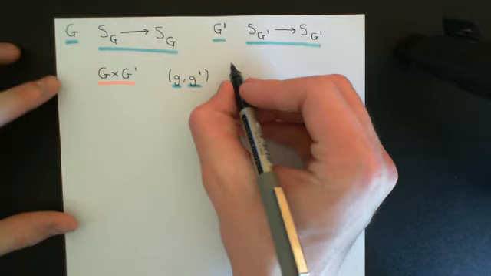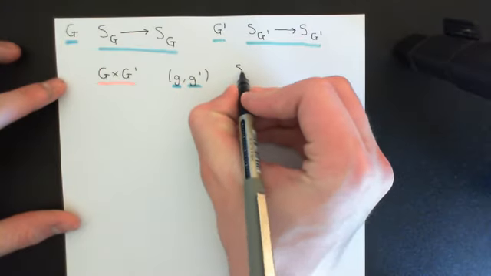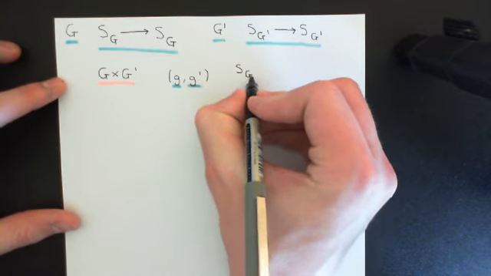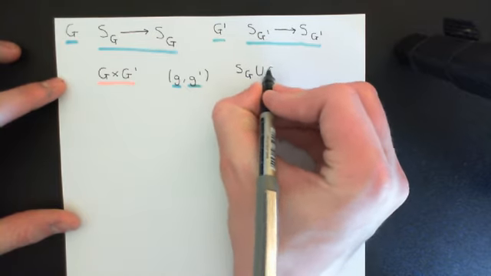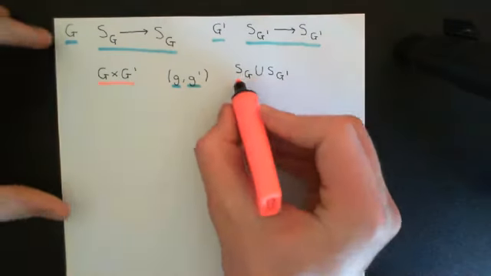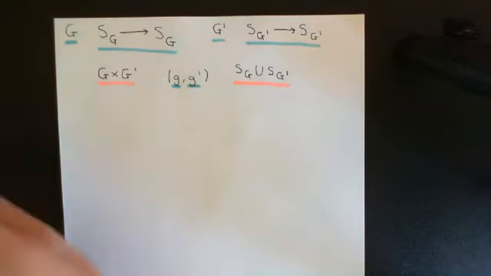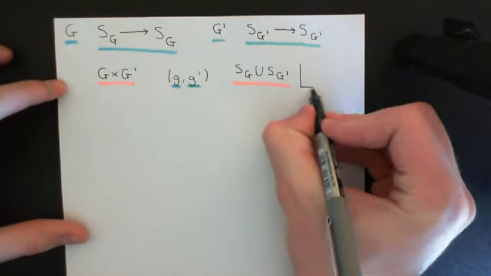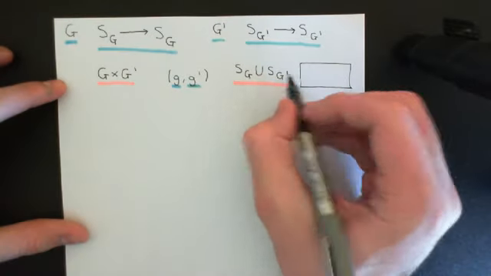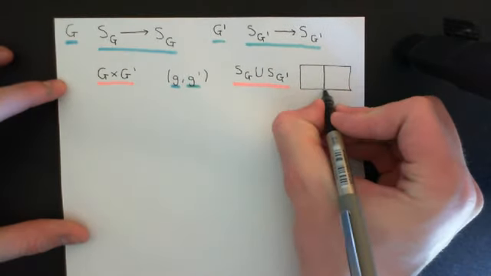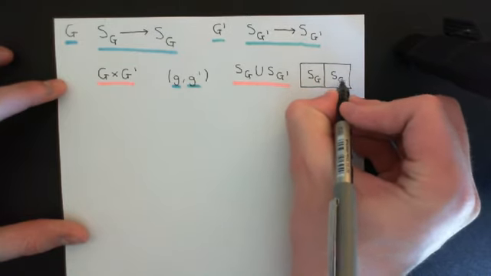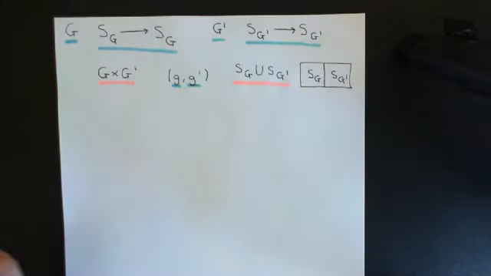So what can we view this ordered pair from our product group as actually representing? Well, basically what we can imagine doing is unioning together the set SG with the set SG prime, to create a bigger set. Let me just draw a picture of this. We're creating a new set which will be made out of the union of the set SG with the set SG prime. Let's say this is the set SG and this is the set SG prime, and we have now unioned them together.